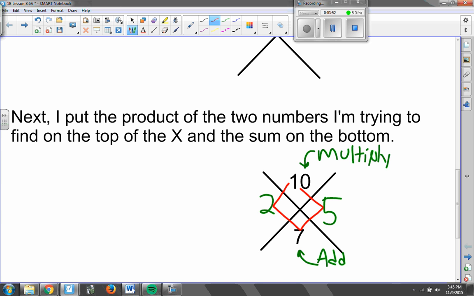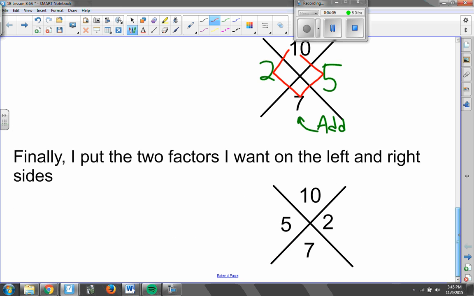Those 4 numbers make a diamond right there. So my diamond problem is just a way to graphically organize my finding 2 numbers that multiply to this and add to this. 2 and 5 times to get 10, add to get 7. And that's step 3, except I have them in the other order. Finally, I put the 2 factors that I want on the left and right sides, 5 and 2. That is a diamond problem, just a new way to organize, really, what we've already been doing in our factoring.